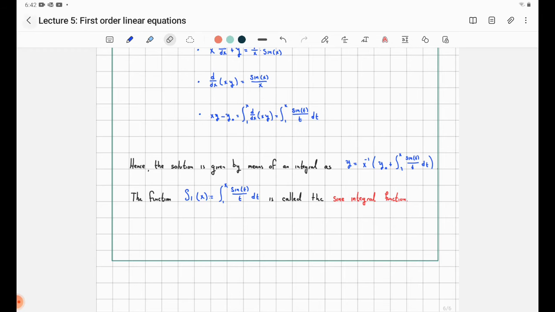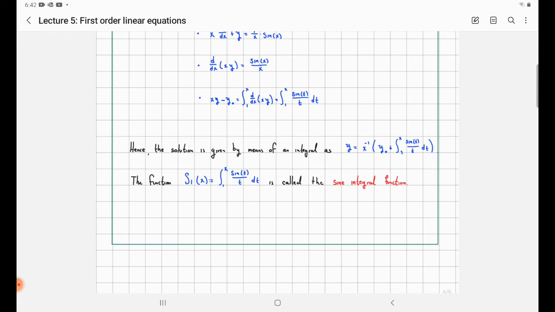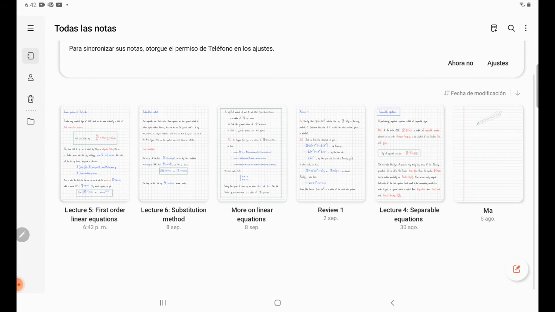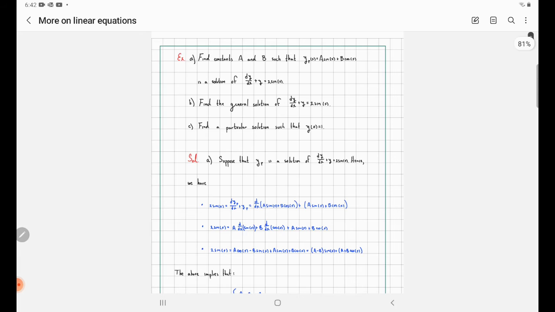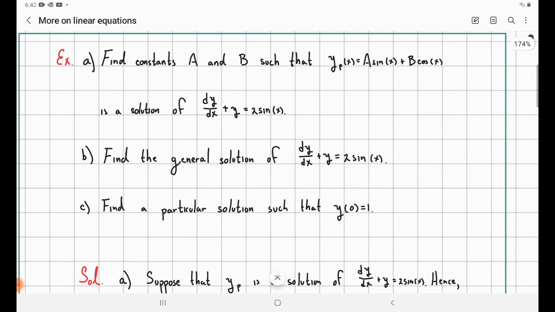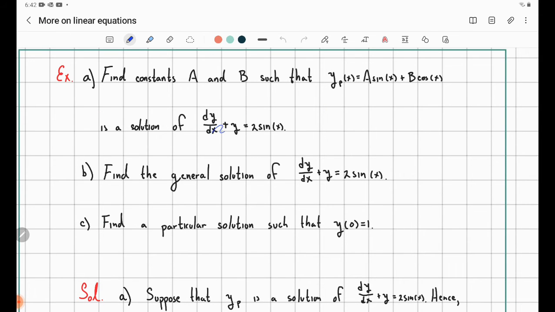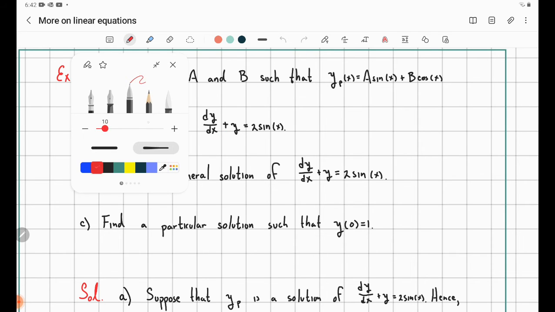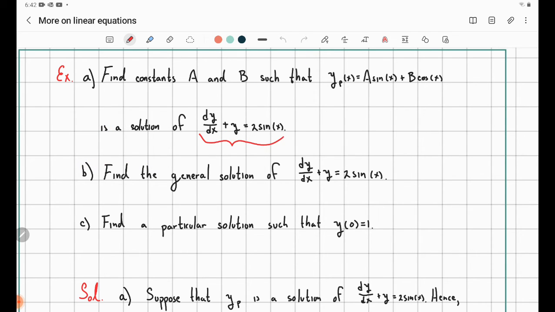Okay, so this is for the two examples at the end of lecture 5, and just let me go over two more examples to end this lecture about linear first order differential equations. So in this first example, consider the following differential equation. We have a linear differential equation of the first degree, which is this one. We have the derivative of y over dx plus y equals 2 times the sine function.